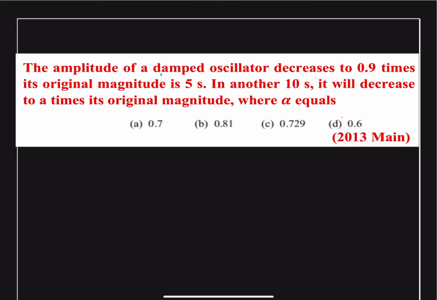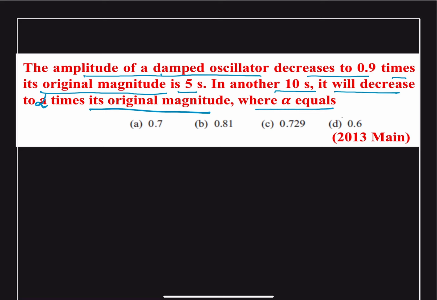Hello friends, in today's question, the amplitude of a damped oscillator decreases to 0.9 times its original magnitude in 5 seconds. In another 10 seconds, it will decrease to alpha times its original magnitude, where alpha is equal to... So we are supposed to find out the value of alpha when the total time elapsed in case of the damped oscillator is 15 seconds.